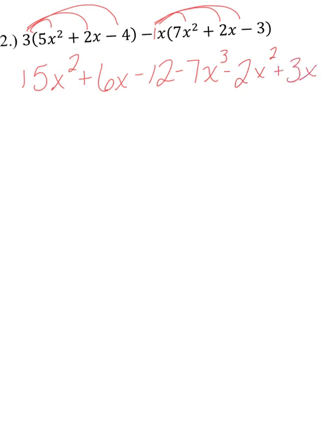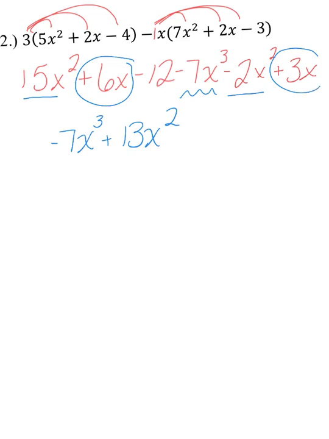So now it is time to combine like terms. I just happened to see that this is my biggest exponent. So remember, not only are we going to simplify, but we're going to make sure we put this in standard form with our highest degree going first. So that leaves me with negative 7x cubed first. Then I've got 15x squared minus 2, or plus a negative, however you choose to look at that. That gives me 13x squared. Then I've got 6x and 3x, so that gives me 9x. And then nothing is going to combine with that negative 12, so I'll tack that on at the end.